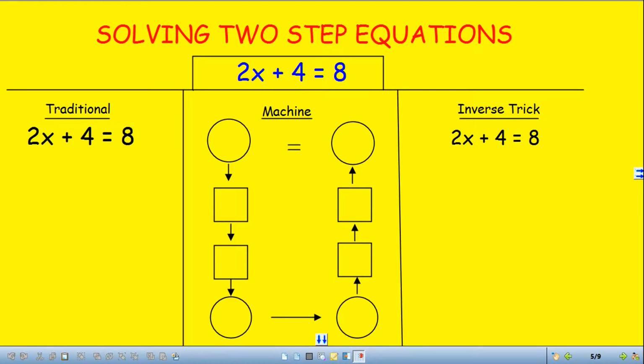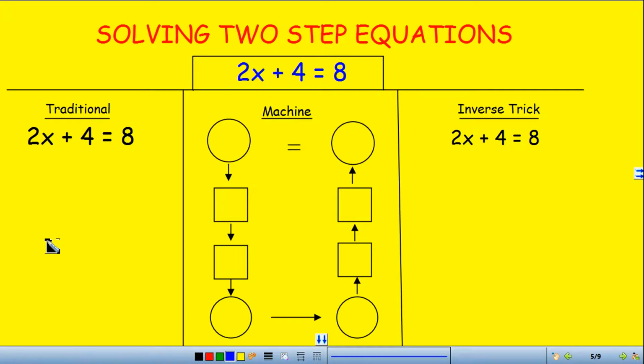Today's lesson is on solving two-step equations. We have 2x plus 4 equals 8. As we did in our previous lesson, I showed you how to do the traditional, the machine, and the inverse trick methods of solving the equation. So let's start with the traditional method first.